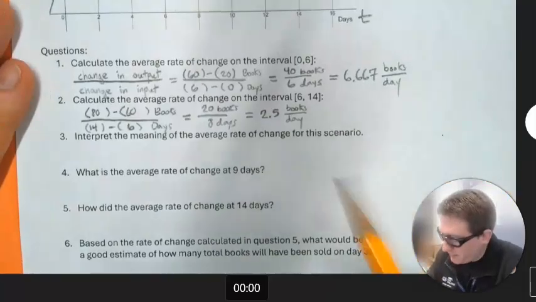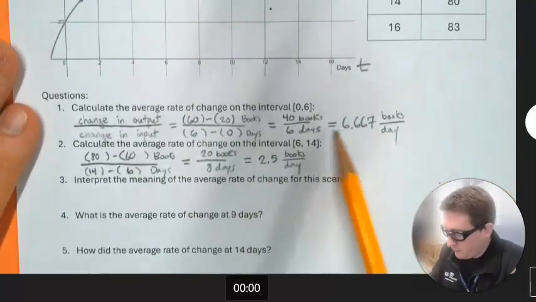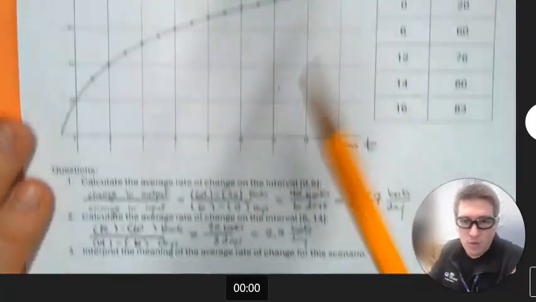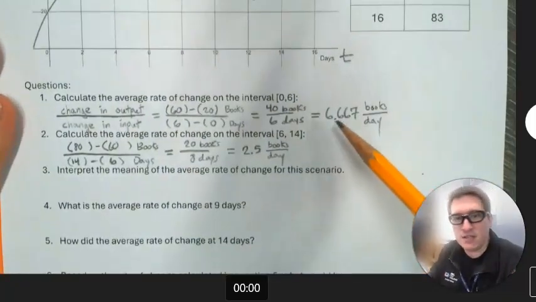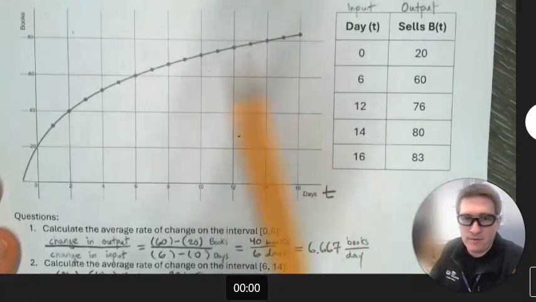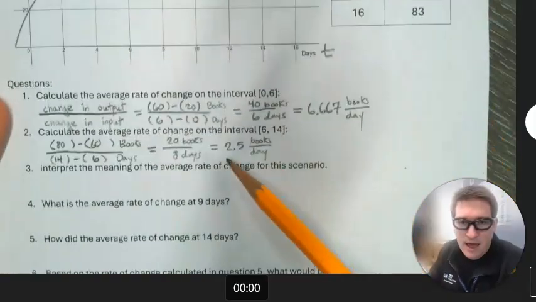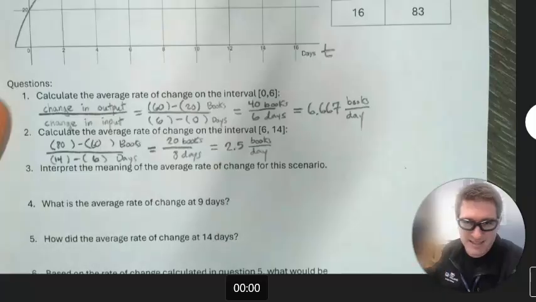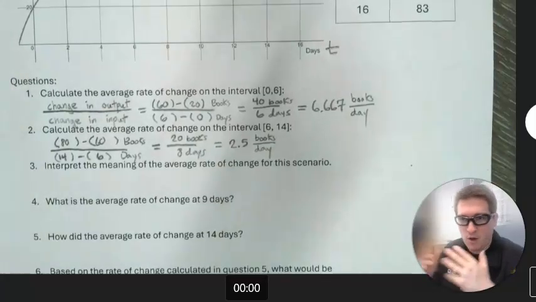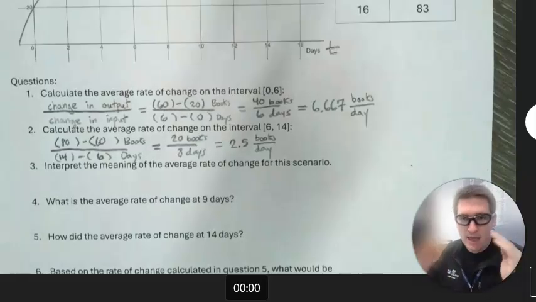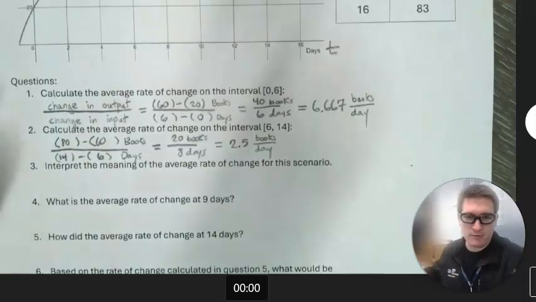All right, so in summary, for the first part of the book sell, we were selling on average 6.667 books per day. And then toward the end of the book sell, I was only selling 2.5 books per day. So the interest in the book died down with time. You know, that makes sense. All the fans for Harry Potter are going to come in toward the beginning, buy the book, and then, you know, the hype dies down over time.